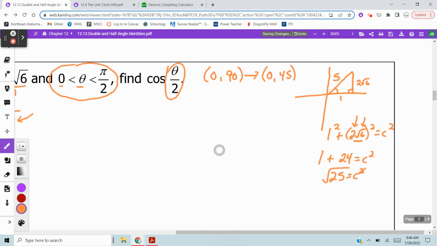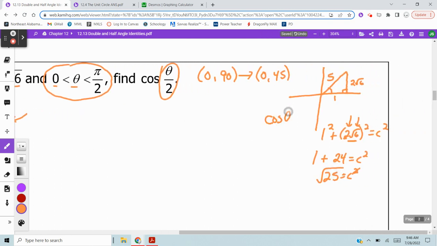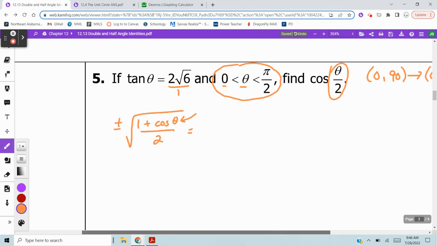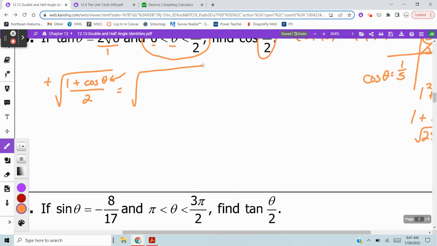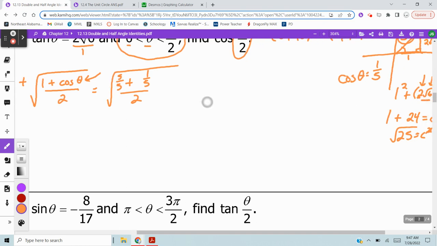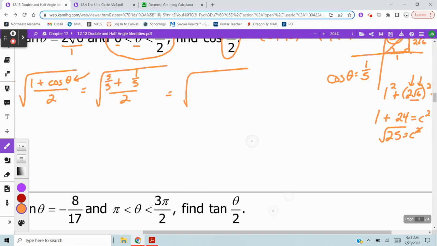So we are looking for the cosine. The cosine of my theta will be adjacent over hypotenuse, which is 1/5. So that's what we're going to plug in. We've already said that since we're in our first quadrant with our half angle, our value is going to be positive. So we now have the square root of (1 plus 1/5) divided by 2. We're going to find a common denominator of 5 and change our 1 into 5 over 5. So we now have the square root of 6/5 over 2.